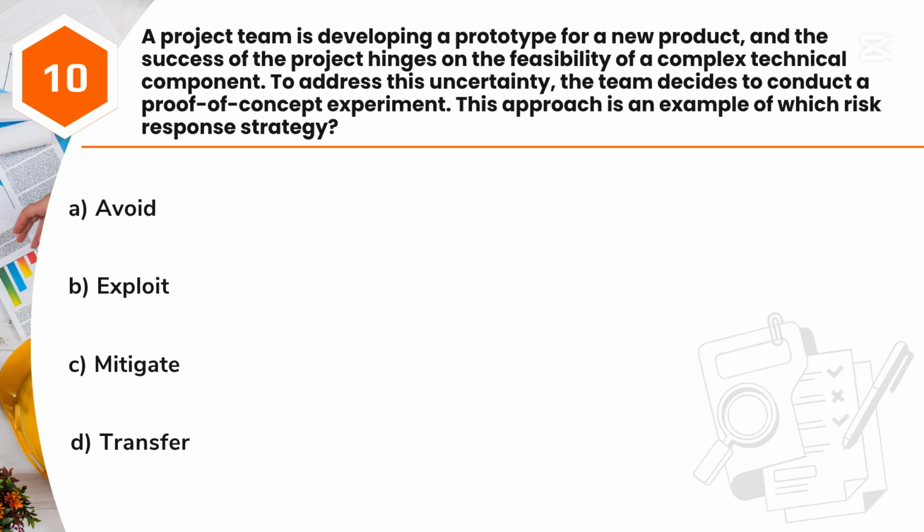Question 10. A project team is developing a prototype for a new product, and the success of the project hinges on the feasibility of a complex technical component. To address this uncertainty, the team decides to conduct a proof-of-concept experiment. This approach is an example of which risk response strategy? A. Avoid. B. Exploit. C. Mitigate. D. Transfer.